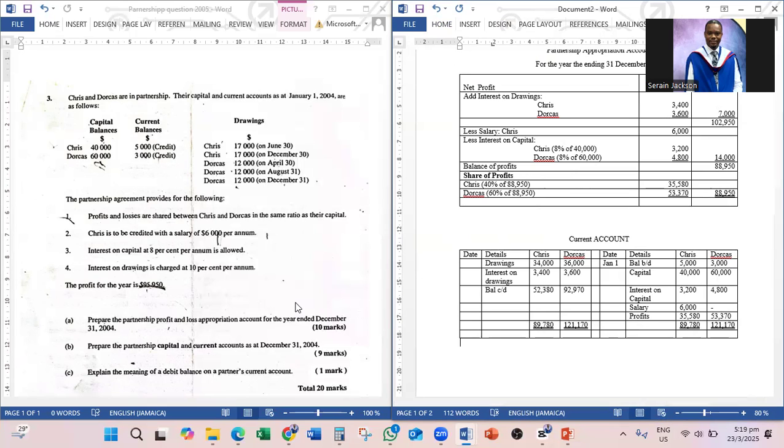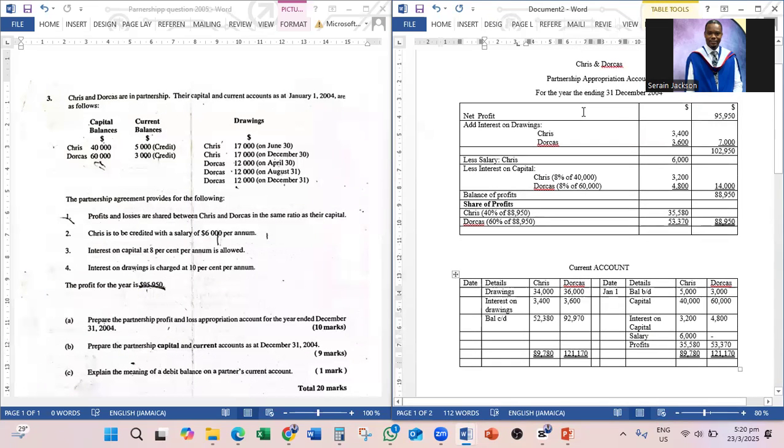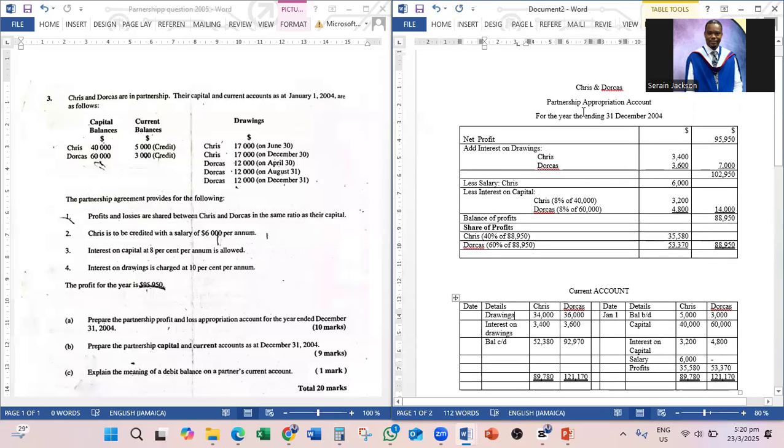The last question asks you to explain the meaning of a debit balance on a partner's current account. It would mean that instead of the balance BD being on the credit side, it would be on the debit side. What it means is that the partners owe the business money instead of the business owing the partners money. That could be as a result of the partners withdrawing too much money from the business.